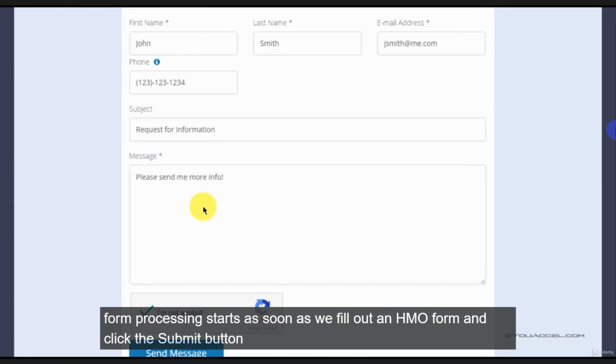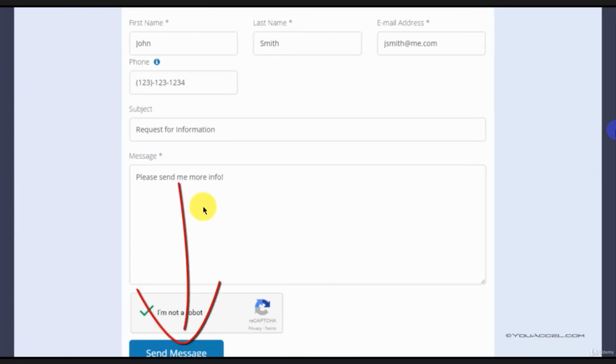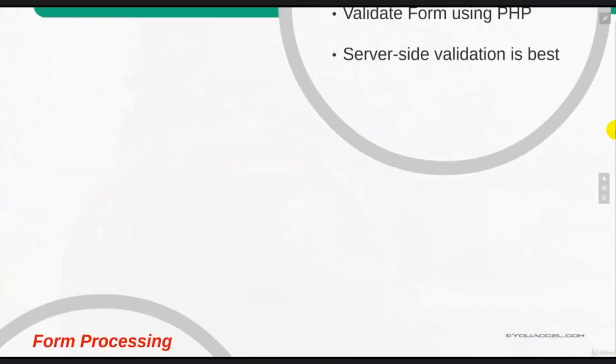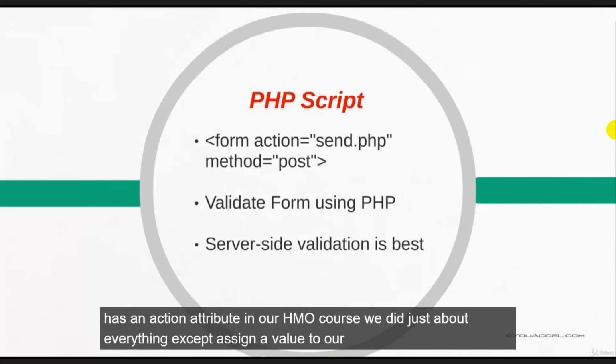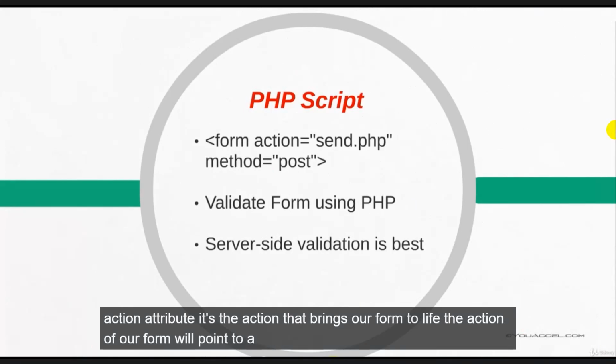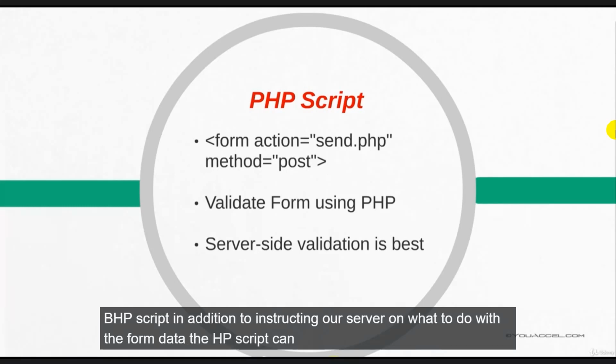Form processing starts as soon as we fill out an HTML form and click the Submit button. At this stage in the course, you should be familiar with creating HTML forms. We know that the form element has an action attribute. In our HTML course, we did just about everything except assign a value to our action attribute. It's the action that brings our form to life. The action of our form will point to a PHP script.